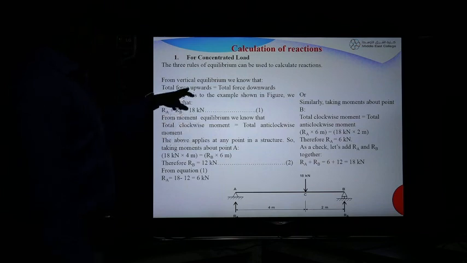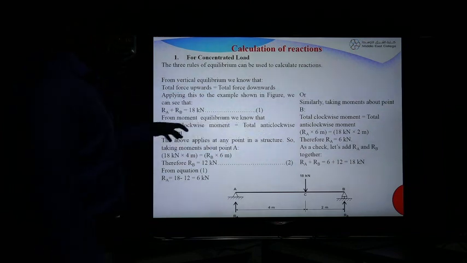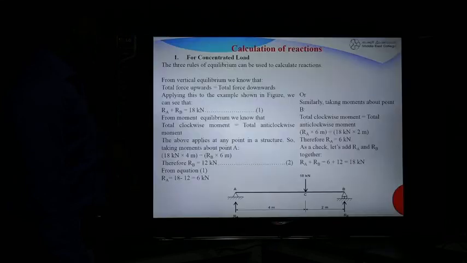That is from the vertical equilibrium condition. From the moment equilibrium condition, we know that the total clockwise moment is equal to the total anti-clockwise moment. This applies at any point in a structure. So, taking moments about point A. I will explain this on the board. I think you will feel more comfortable when I explain this part on the board.